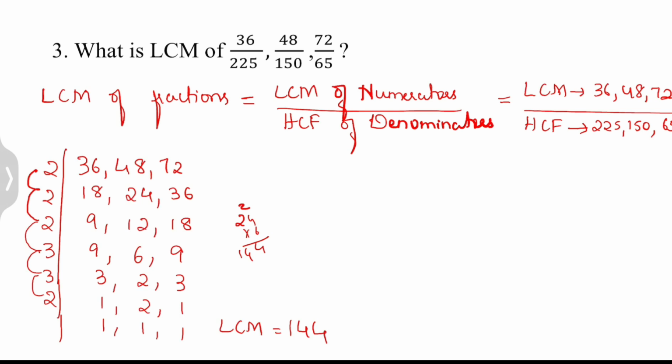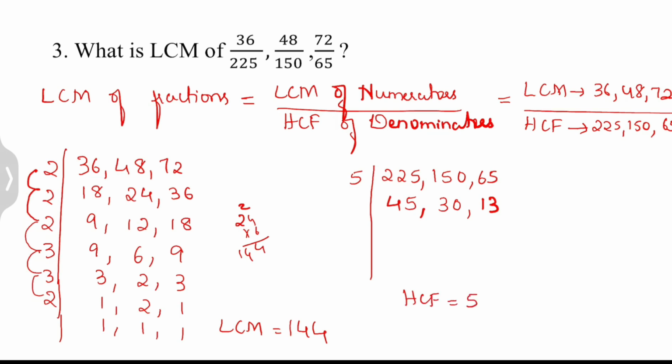Next we have to find the HCF of the denominators. The denominators are 225, 150 and 65. Since they all end with 5 or 0, we directly take 5. 5 4s are 20, 5 5s are 25, 5 3s are 15, and 5 13s are 65. Now there is no other number which will divide 45, 30 and 13 all together, so we stop here. Our HCF is 5 itself.